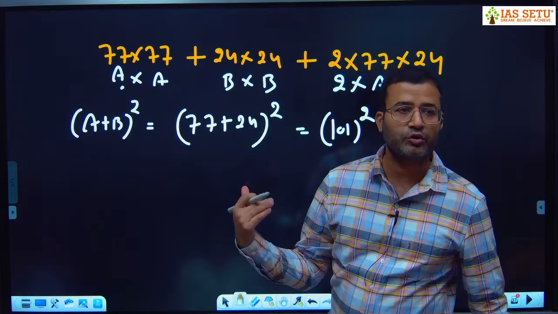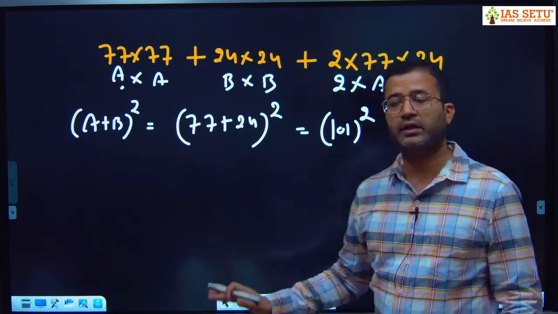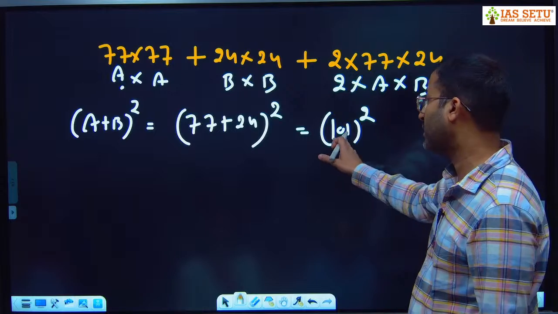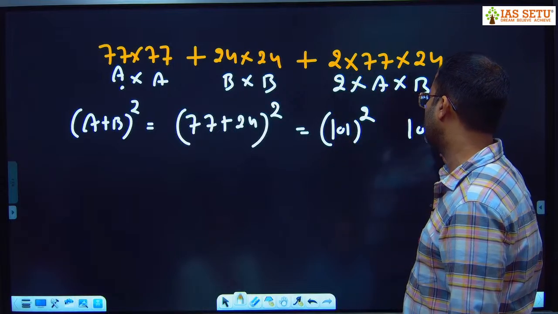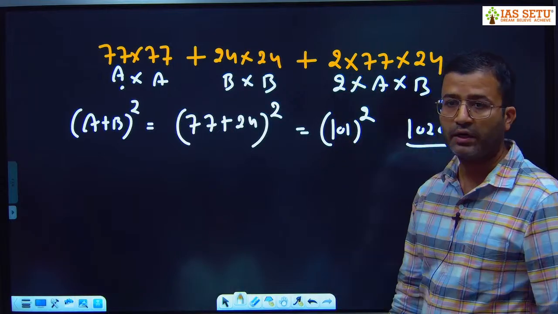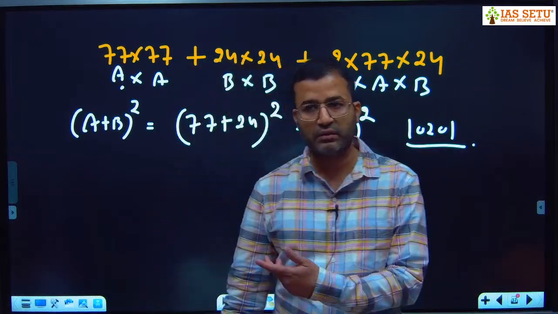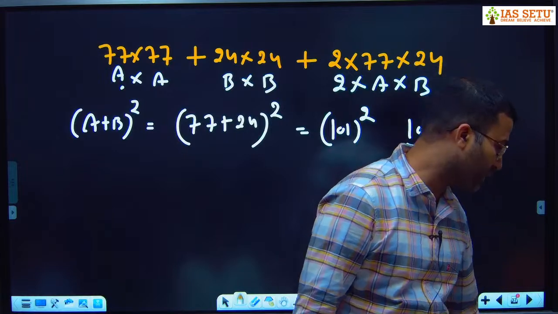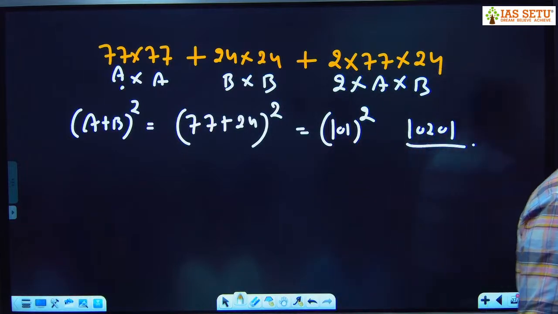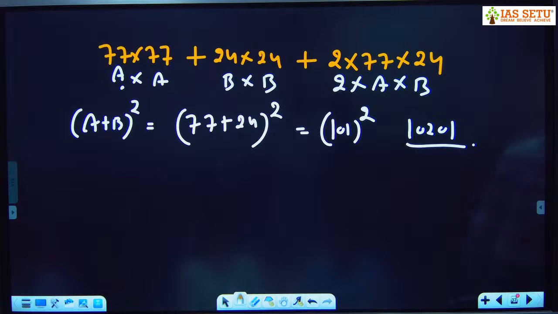On Tuesday I told you I will cover the squares part, then you can calculate fast, it takes 2 seconds. 101 square is 10201. Tuesday you also calculated in 1 second, not a big deal, this is not a big thing. Next question.